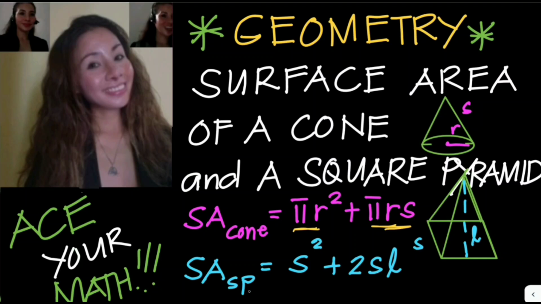And then for the square pyramid, to solve for its surface area, we just need to solve for the area of the base, and the base is a square, and the area of the square is just equivalent to the square of its side. So we have s squared here, plus the lateral surface area of the square pyramid, which is 2 times the side times the length. So let's solve some problems here.